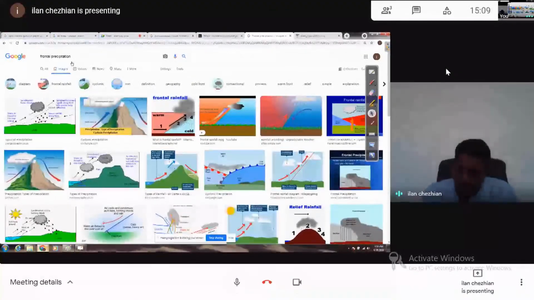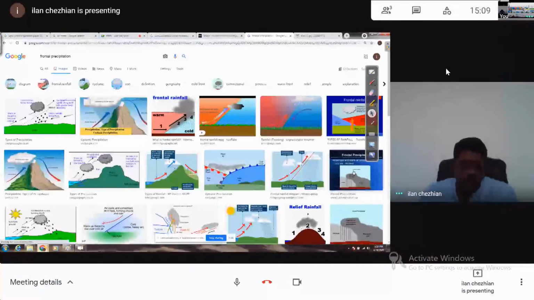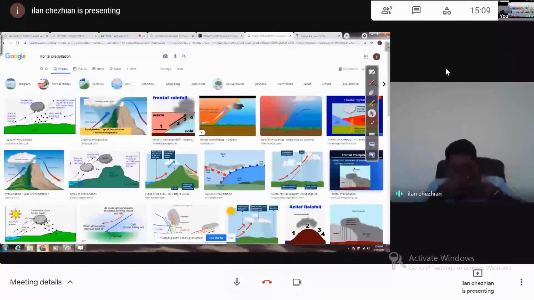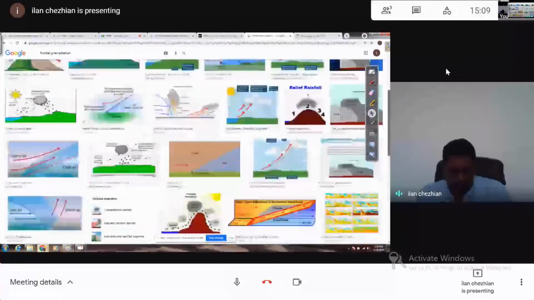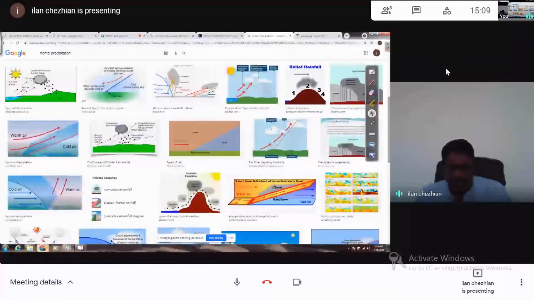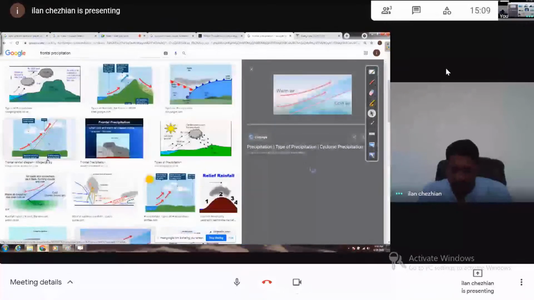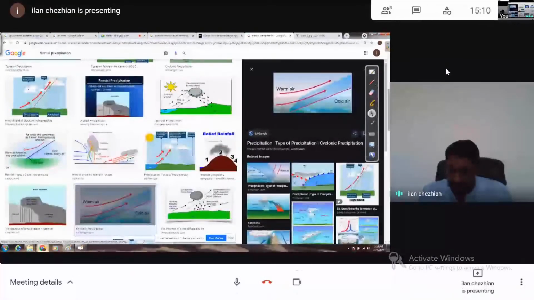60 degree latitude is that latitude where two contrasting air masses converge with each other. On one side I have a cold air mass, and on the other side I have a warm air mass. Everywhere you find it, it is the same.